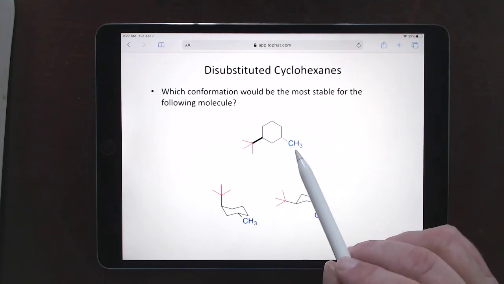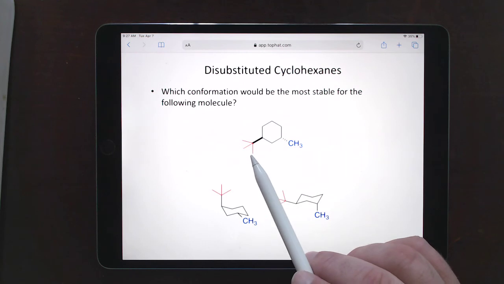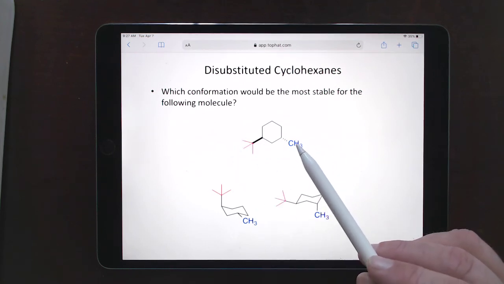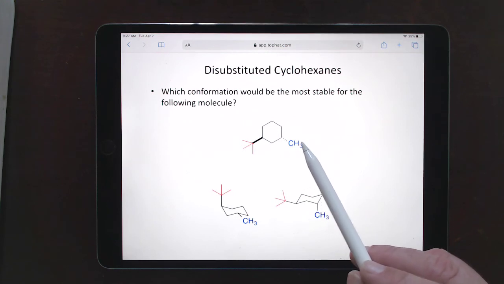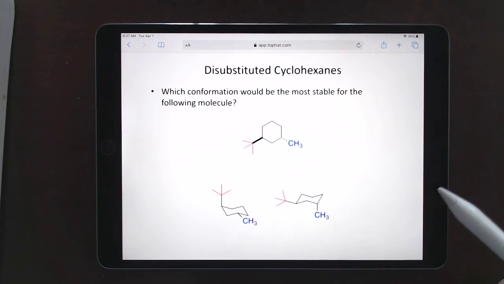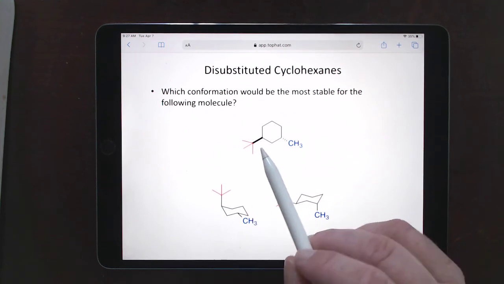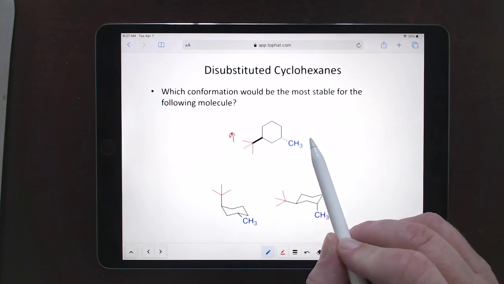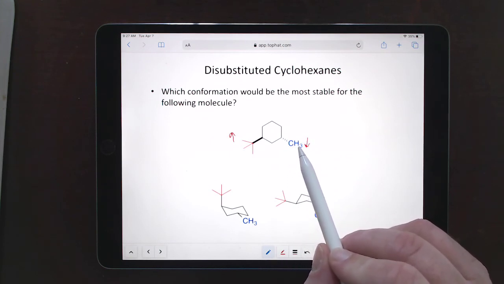Now, a methyl group's not trivial, but compared to the T-butyl group, it's much, much smaller. So this one is basically a methyl group with hydrogens hanging off of it. Here, this is a methyl group with methyls hanging off of it. So you can kind of think of it like that. And so this one is the up because it's on a wedge. This one is the down because it's on a dash.